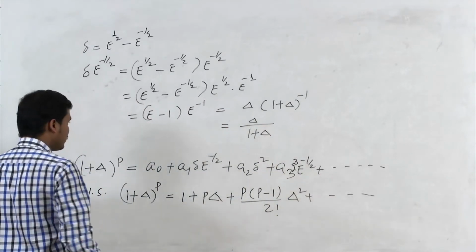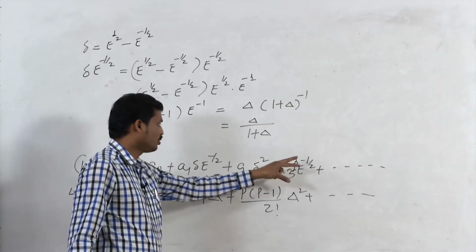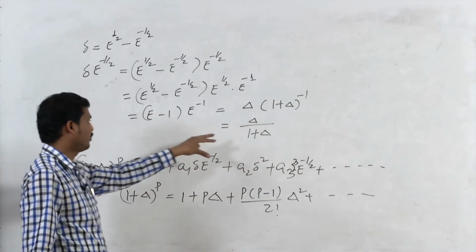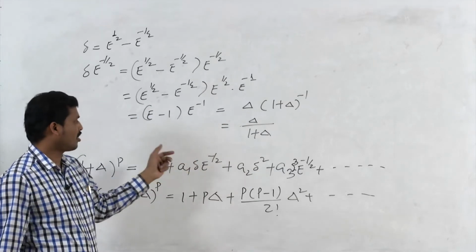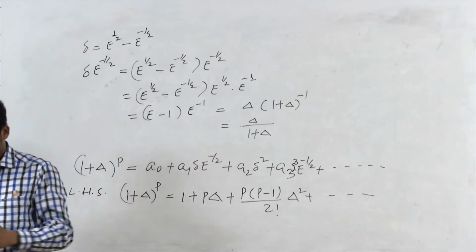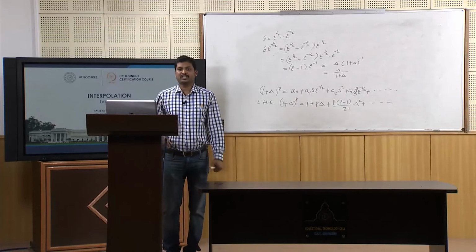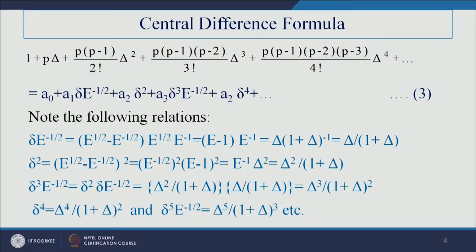Similarly, we can express the rest of the terms, like delta cube e to the power minus half, in terms of capital delta. Delta square can be expressed as delta square by 1 plus delta, delta cube as delta cube by (1 plus delta) whole square, delta to the power 4 as delta to the power 4 by (1 plus delta) whole square, and delta to the power 5 e to the power minus half as delta to the power 5 by (1 plus delta) whole cube.